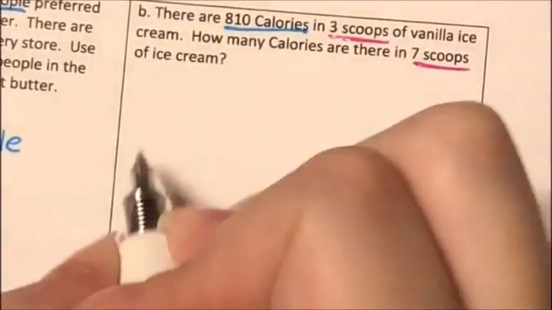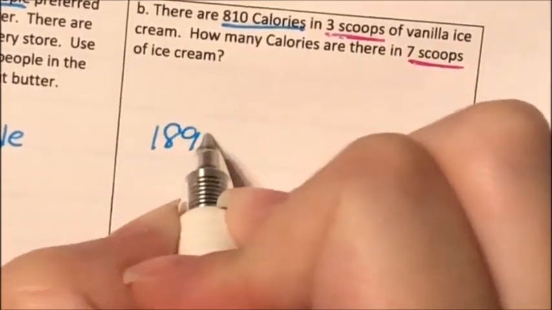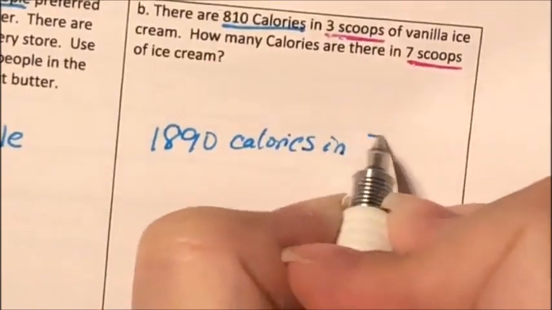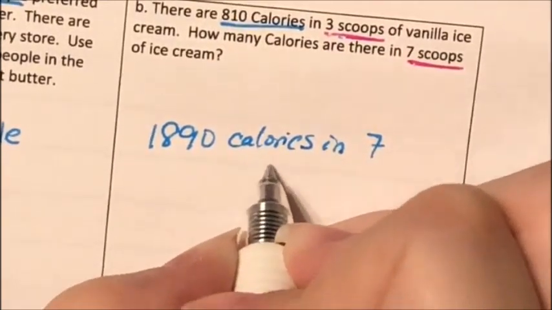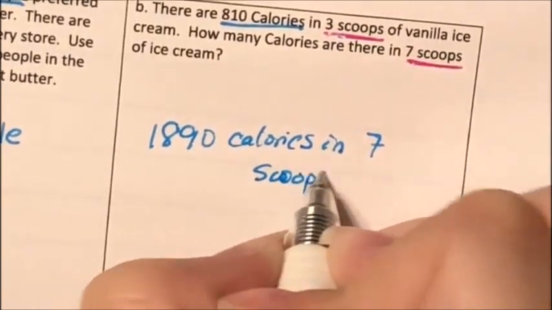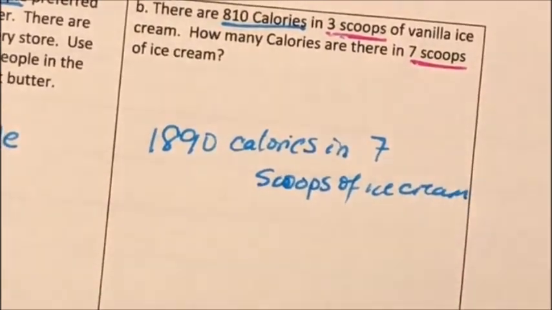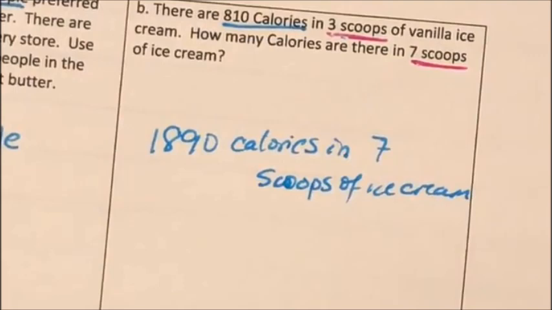So 1,890 calories in 7 scoops of ice cream. And that is the end of lesson 7.